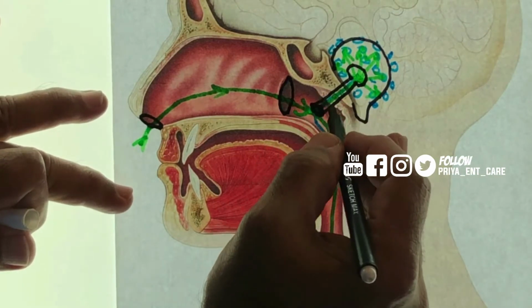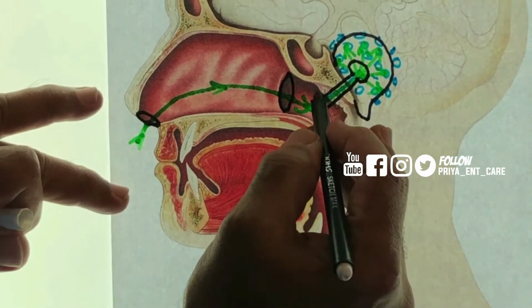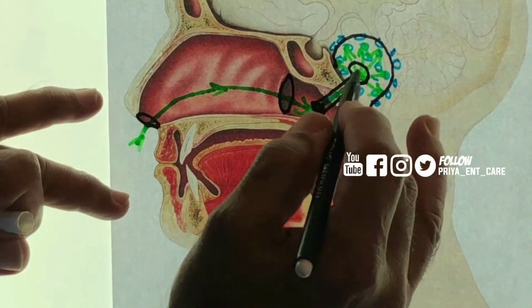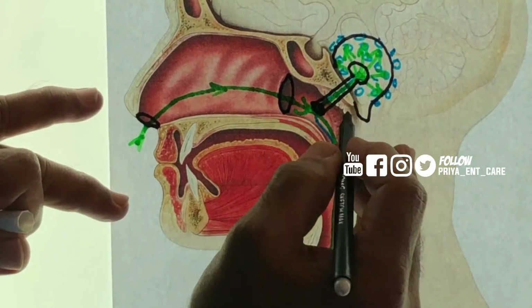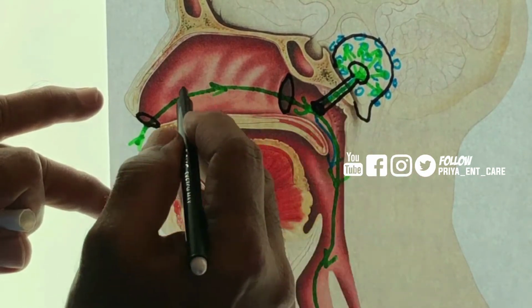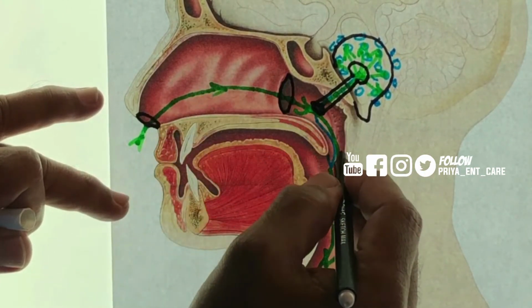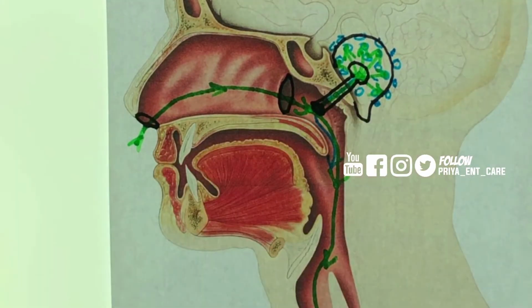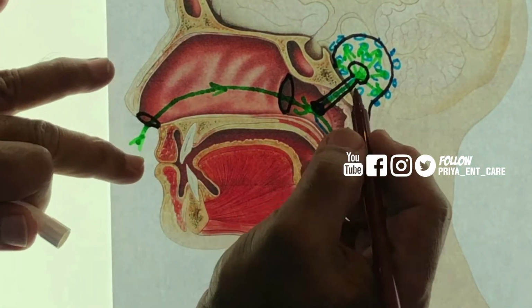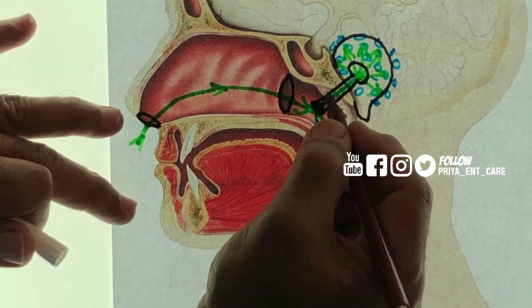What you see here is a normal adenoid tissue. In a normal child, it's a very small tissue, and it causes absolutely no obstruction either to the flow of air or to the functioning of the eustachian tube. In some children, there is a hypertrophy of the adenoids.